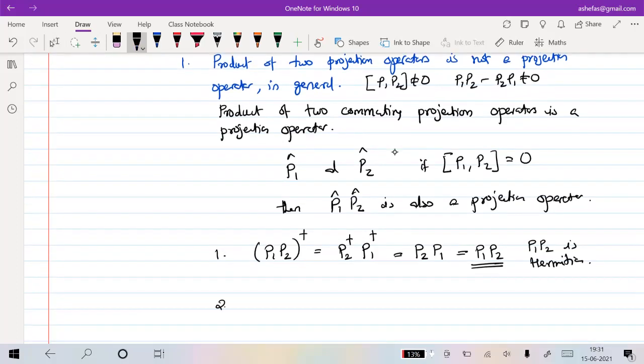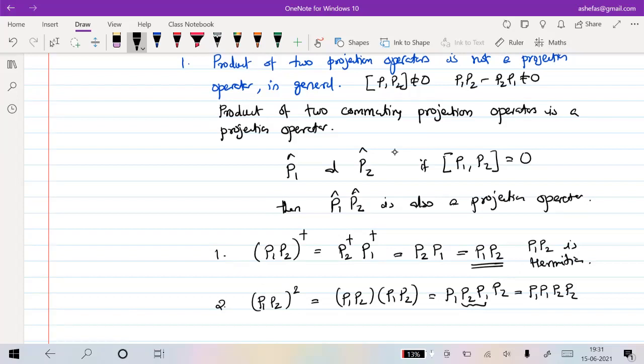Now the second thing is we have to check the square of P1 P2. The square of P1 P2 is simply P1 P2 times P1 P2. Now this can be written as P1 P2 P1 P2. Now P2 times P1, since they commute, you can change the order. So we can write P1 P1 P2 P2, so this would be P1 square and this would be P2 square.